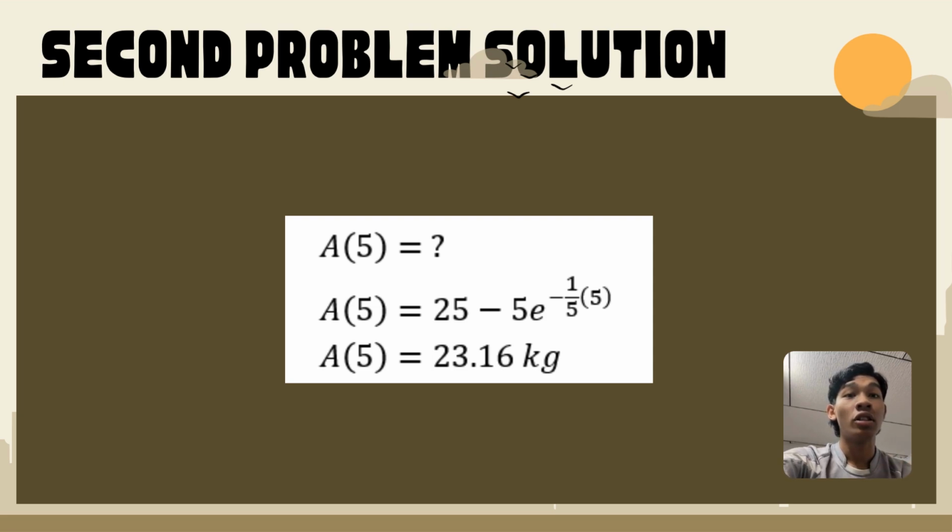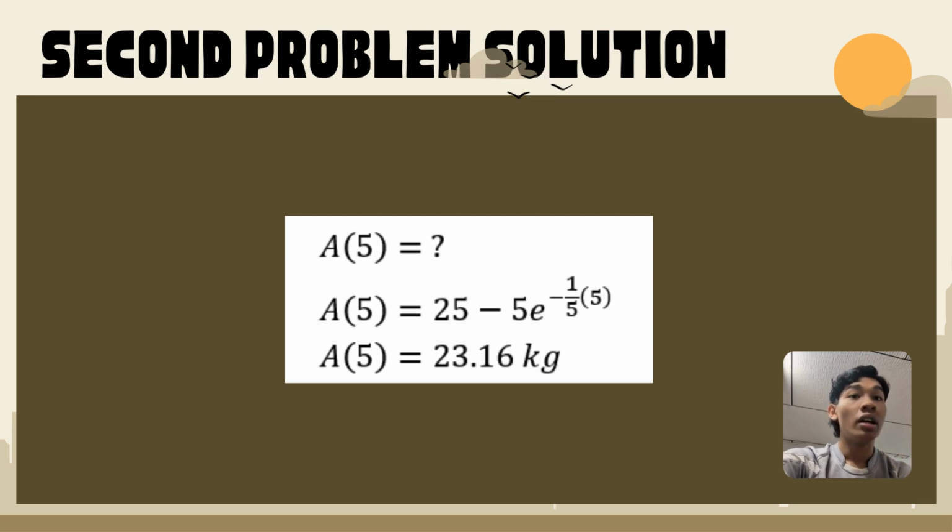Okay, so for the second solution, we need to find the amount of pollution in the lake after 5 days, right? So here is the second problem solution. 5 days means 5 is the value of t, right? So we need to find the value of A, and the value of t is already given. So A(5) equals what? We just need to substitute the value of 5 into the equation, which is the value of t.